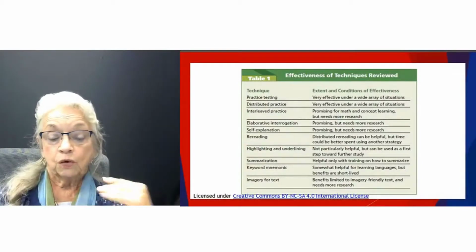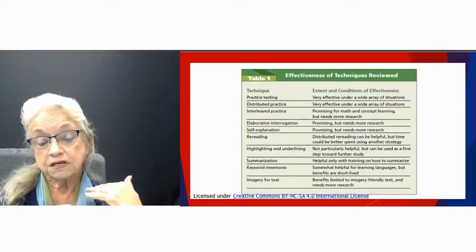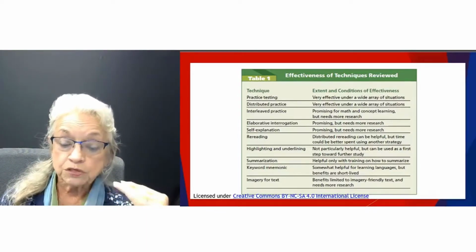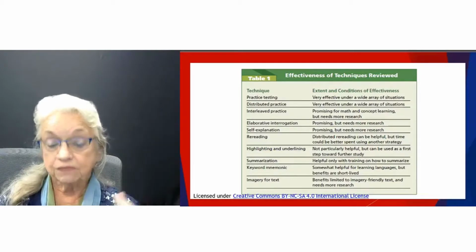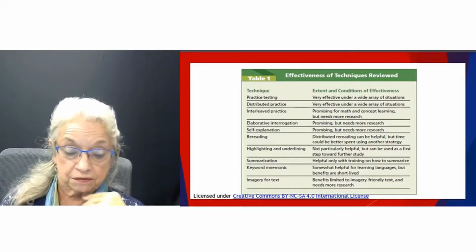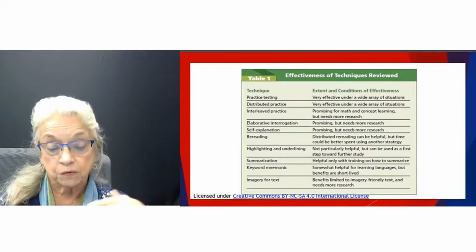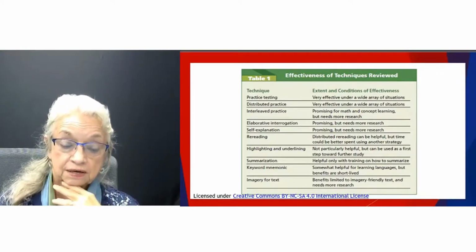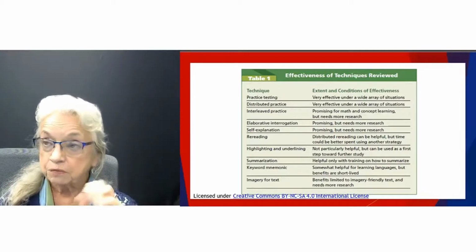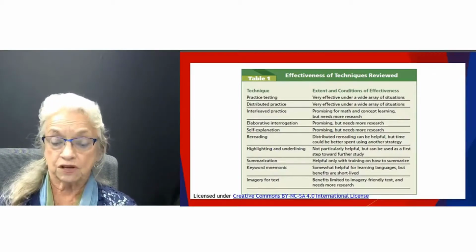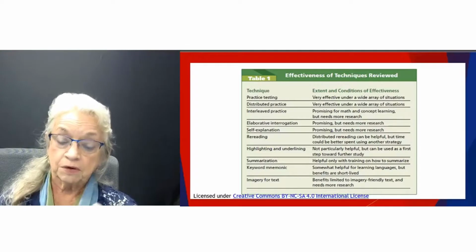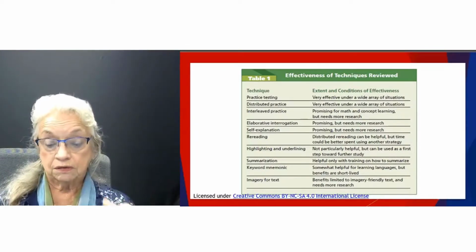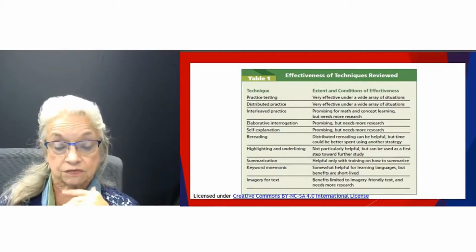So this is from the 10 tools that they tested in the survey, showing the effectiveness of each one, and I think they're all listed in order. The practice testing and distributed practice were the two most effective. The interleaved practice, which I have read in some of the other research as also being effective, but in their research, they said they felt it needed more in-depth study to find out about that.